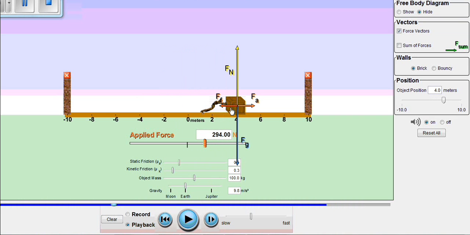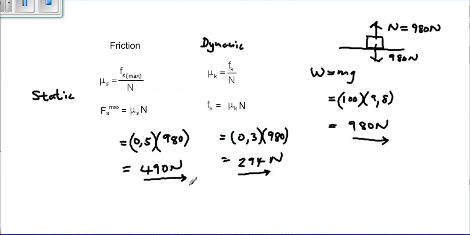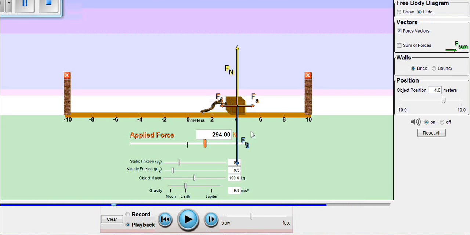So you have to apply a force of 490 to get the object to start moving, and at 491 we see it accelerates. And then while it is moving, if you apply a force of 294 newtons, we see that the object moves with constant velocity.